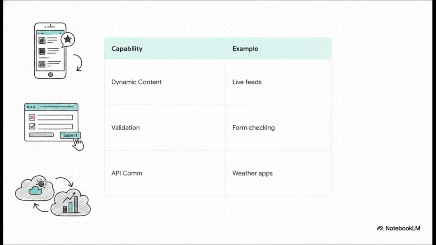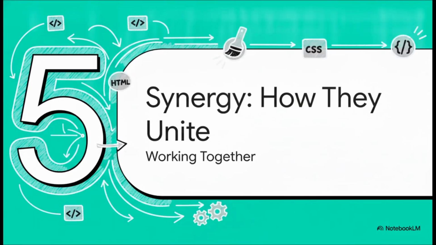It handles form validation too. Have you ever typed an email address and it instantly warns you about a typo before you even hit send? That's JavaScript. And incredibly, it handles API communication. When a live weather app pulls down the forecast or a dashboard updates stock prices in real time, that's JavaScript sending a request to a server, grabbing the data, and displaying it instantly. Which perfectly leads us into section 5, synergy, how they unite and start working together.